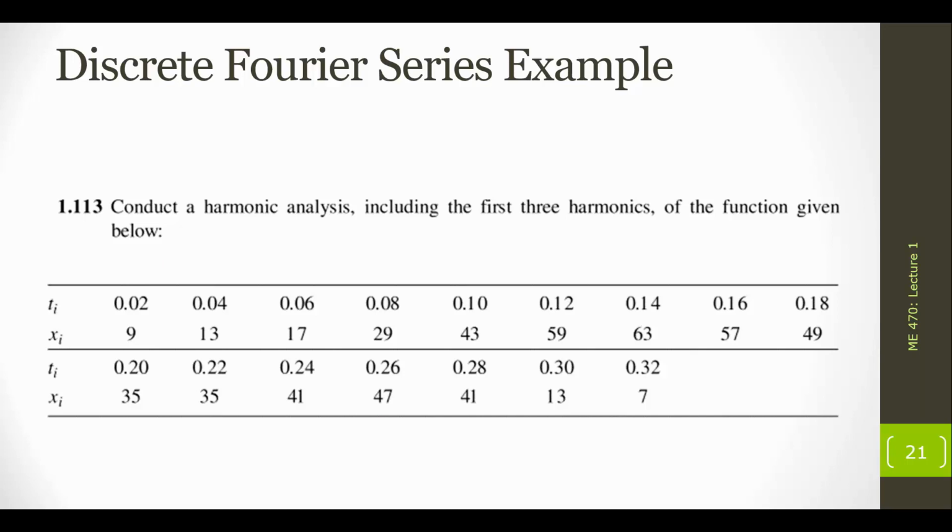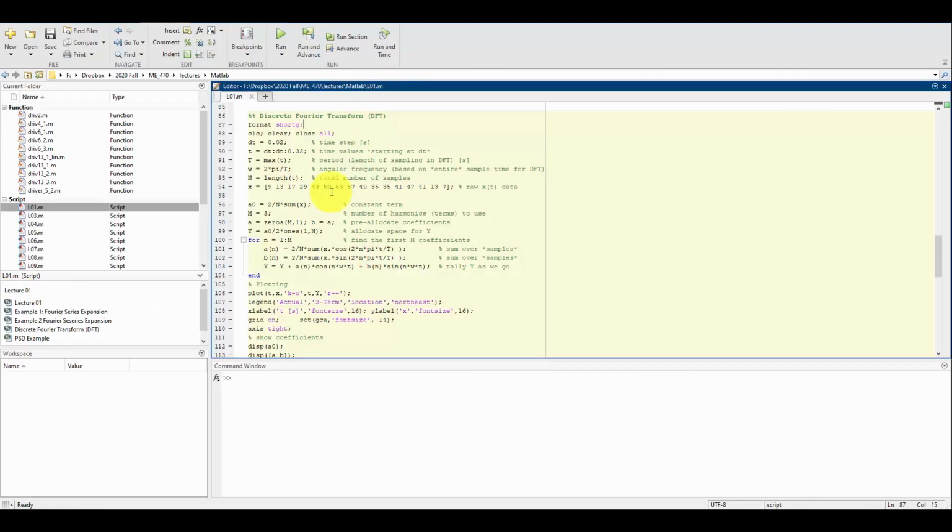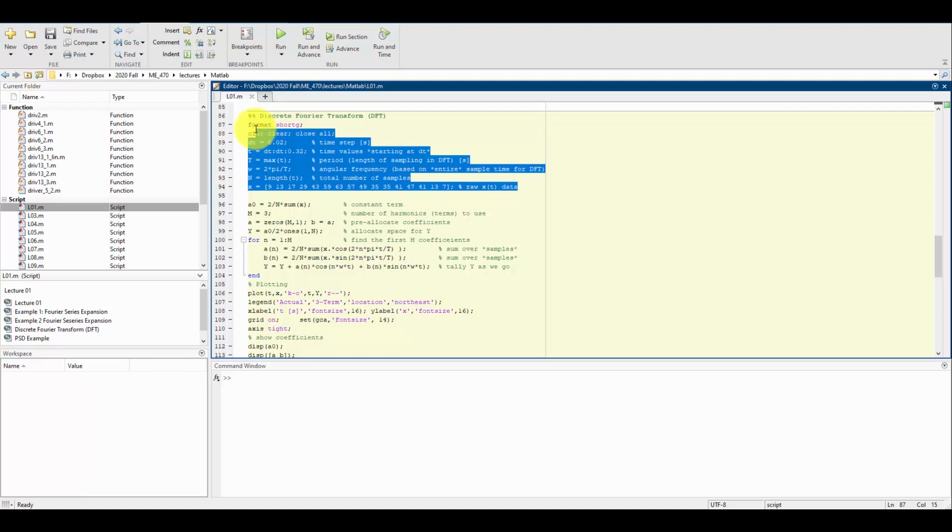data. So I'm going to set up a couple of things first in MATLAB, and then we're going to look at how we actually determine the coefficients from the discrete data, based on the slides from the previous subsection. All right, so the first thing I'm doing here is entering my raw data into MATLAB.